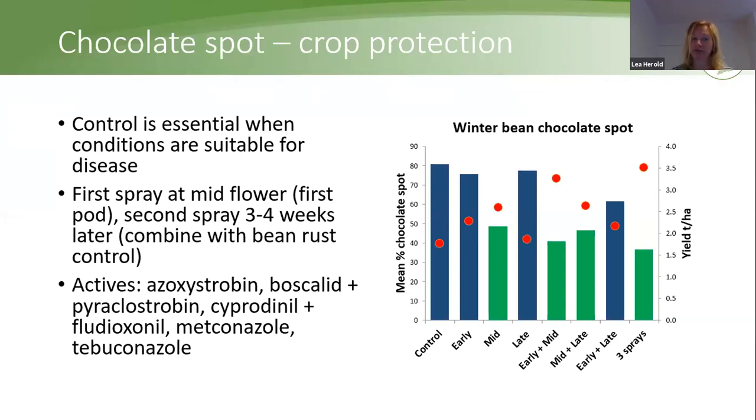And then we recommend to follow it up 3 to 4 weeks later with a spray that mainly aims to control bean rust. Currently approved actives to control chocolate spot are azoxystrobin, boscalid, pyraclostrobin, cyprodinil and fludioxonil, metconazole and tebuconazole.